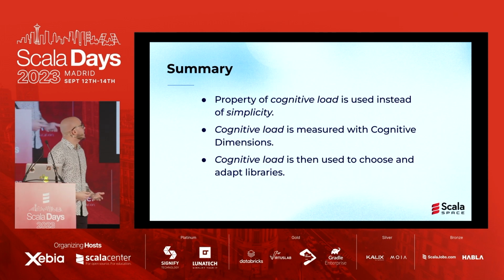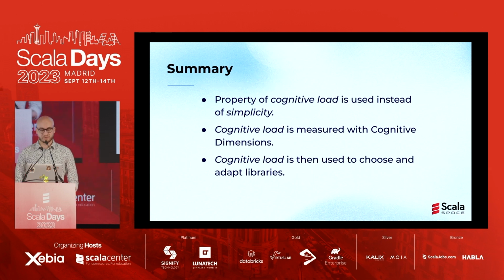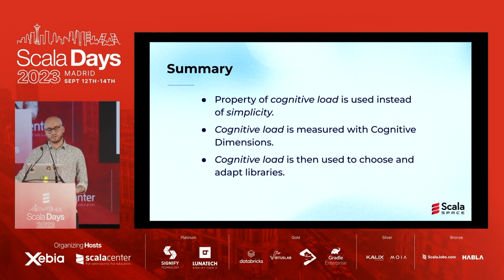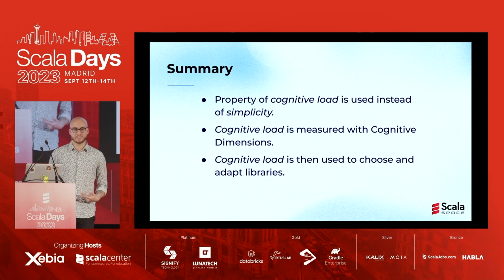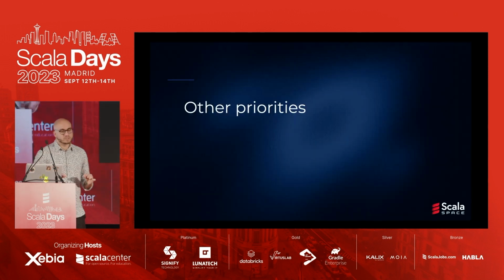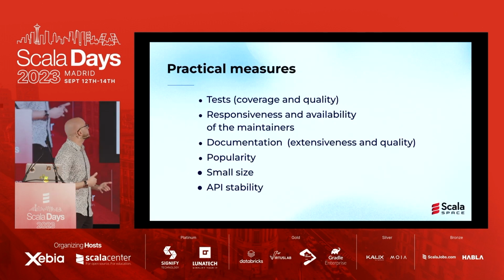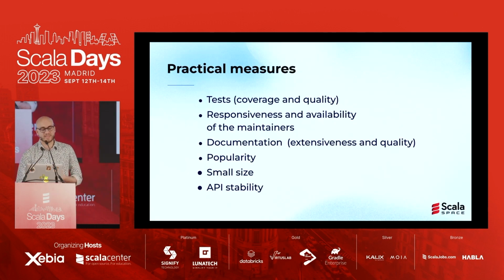So in summary, we use the property of cognitive load instead of simplicity, and we found it more useful. Then we measured these cognitive loads with cognitive dimensions, and this measured cognitive load was then used to choose and adapt the libraries that we chose for the toolkit. But these are not the only priorities we had with the toolkit. Because simplicity and usability is one thing, but it's also very important that the libraries are stable, so we wanted to make sure that tests are there and their coverage is high, that the maintainers are available and responsive, because we could have a problem with maintaining these libraries all ourselves.